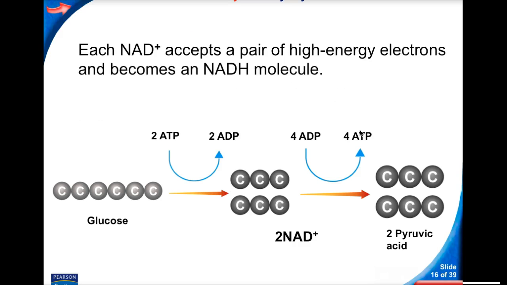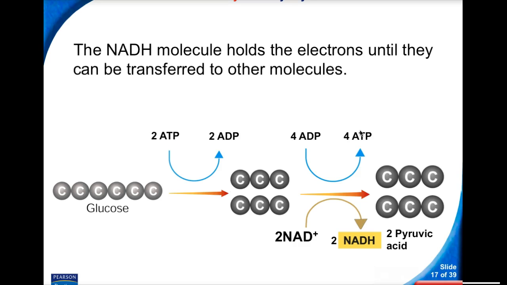Each NAD+ is going to accept a pair of high energy electrons to become the energy-rich electron carrier molecule known as NADH. And you can see that in the second step there. 2 NAD+ molecules are going to come in and pick up 2 high energy electrons to form 2 NADH molecules. So you also get a net gain of 2 NADH molecules out of glycolysis.